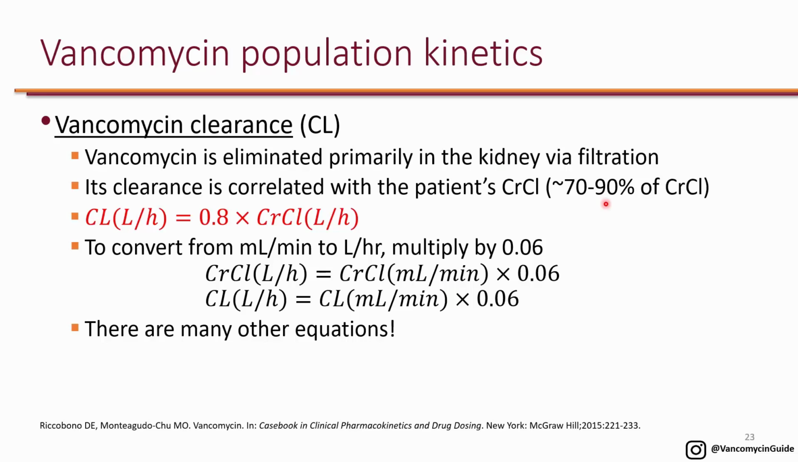So about 70 to 90% of the creatinine clearance is actually vancomycin clearance. So we can use this equation: vancomycin clearance in liters per hour equals 0.8 times creatinine clearance, as long as creatinine clearance is in liters per hour units. To get creatinine clearance in liters per hour, you multiply the creatinine clearance that you normally calculate from Cockcroft-Gault by 0.06, that gives you liters per hour, and then you multiply that by 0.8 to get vancomycin clearance.